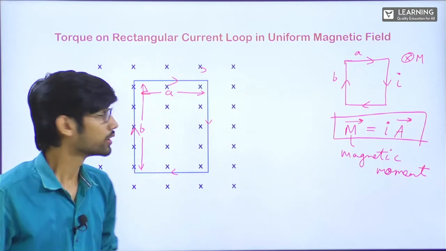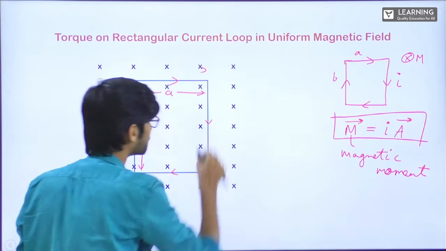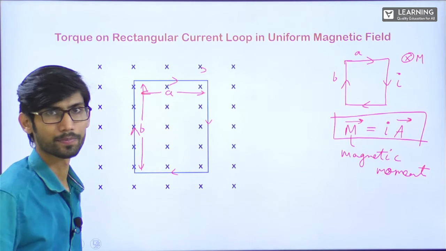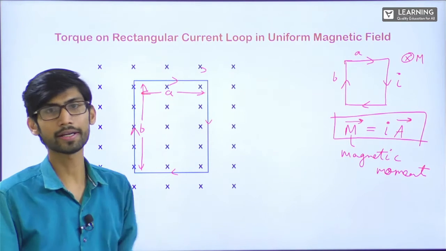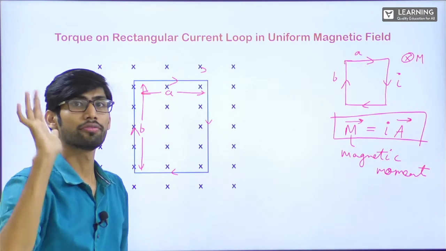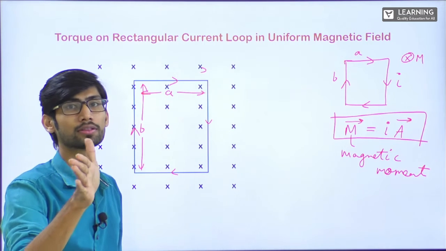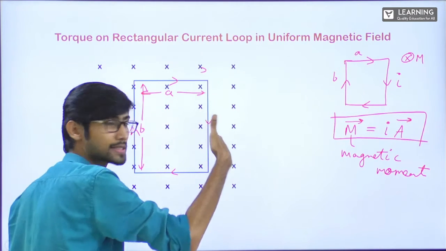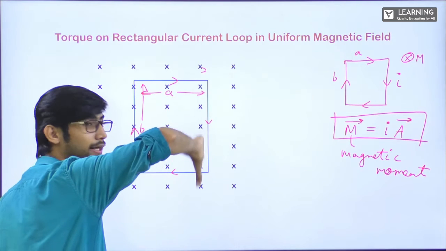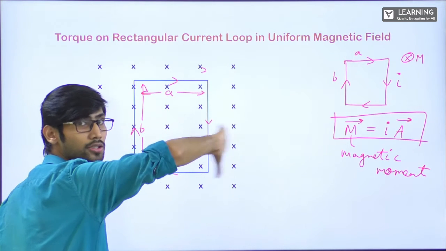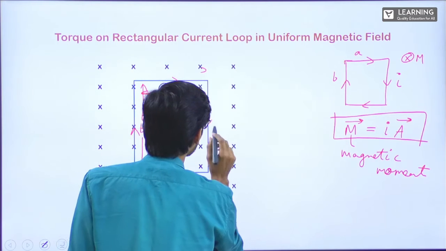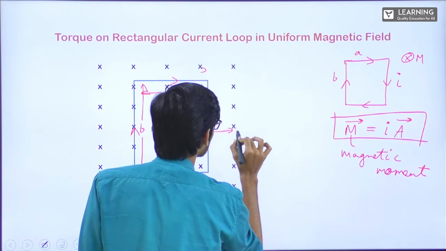All right. Now the force on this side. What will be the direction of force? Again, right hand. Fingers in the direction of magnetic field, that is inside, thumb in the direction of current, that is downwards. So the palm gives the direction of force, outwards. So here the force will be outwards.